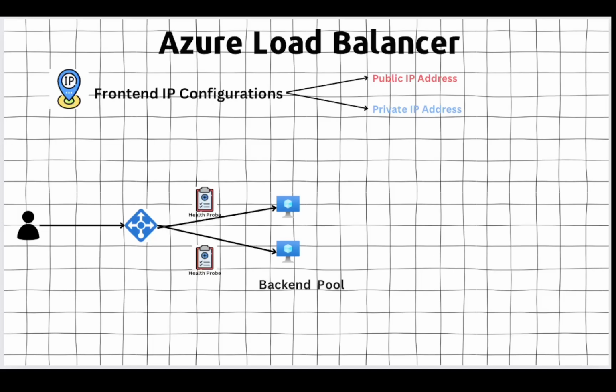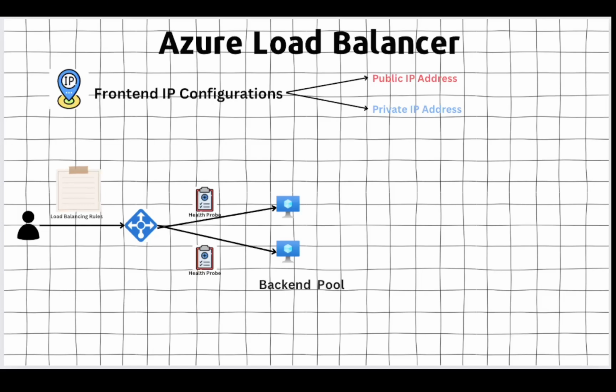Now, the next important component is the load balancing rules. The load balancing rules work on a 5-tuple connection. What are these 5 tuples? The first tuple is source IP address. Second is the source port. Third is the destination IP address. Fourth is the destination port. And the fifth tuple is protocol. So based on these 5 tuples, you can define a load balancing rule.